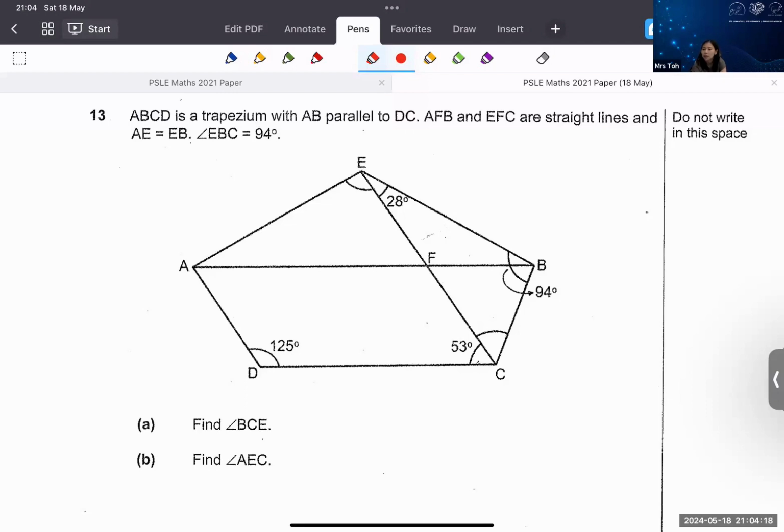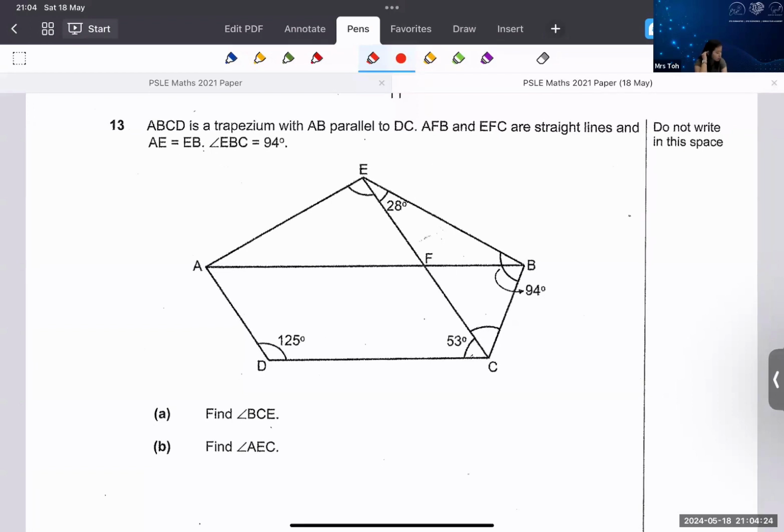How about C? Any answers? It's not a trapezium. Okay, I mean, trapezium is the answer. Is not trapezium. Okay, so I see most of it is not trapezium. Okay, let's work out this. Trapezium, okay, means that there's only one pair of parallel lines.